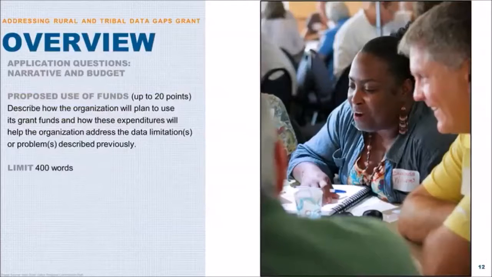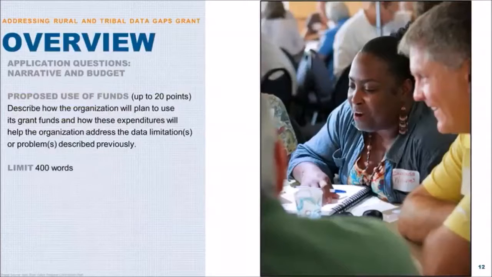The next prompt in the application will be your proposed use of funds. This will be scored up to 20 points. You'll have a 400-word limit in the application, and you'll be asked to describe how your organization will plan to use this grant funds and how those expenditures will help your organization address the data limitation or problem that you described in that first prompt.